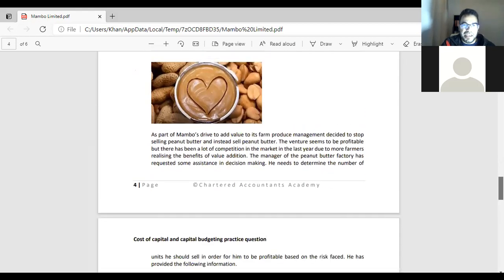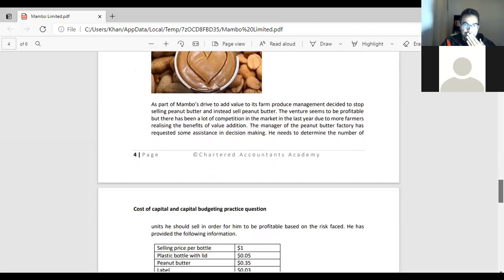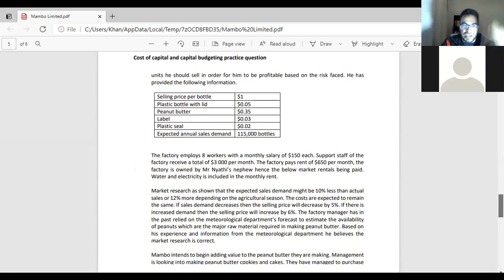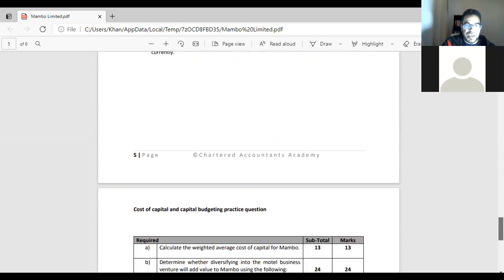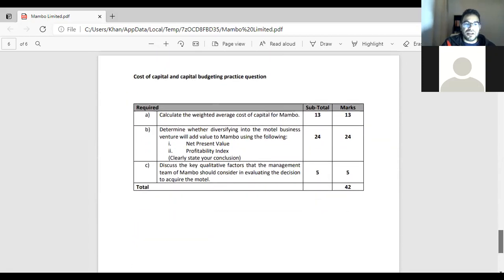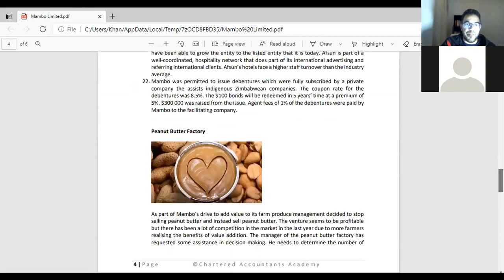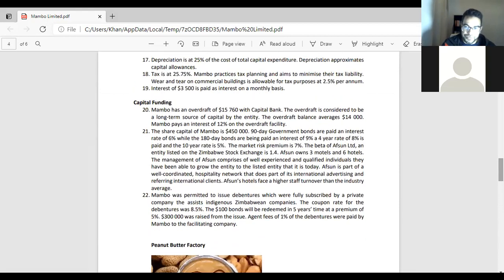There you can see there's a peanut butter factory. We don't know what that is all about. Okay, there's some other aspects over there. So we're going to do part A. Part A says calculate the weighted average cost of capital for Mambo. That is generally going to be the question when it comes to cost of capital. Calculate the weighted average cost of capital. So let's have a look at the capital funding section.